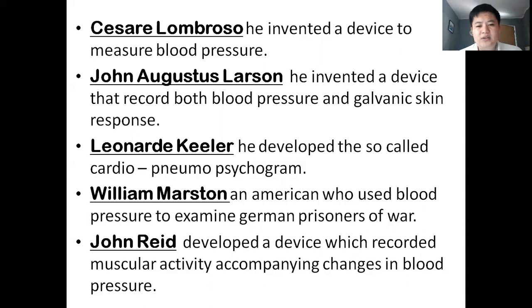Leonard Keeler, a co-inventor of the polygraph, developed the so-called cardio-pneumopsychogram, capable of detecting deception, and worked on to produce a modern polygraph. We have William Marston, an American who used blood pressure to examine German prisoners of war. We have John Reed. In 1948, he developed a device which records muscular activity accompanying changes in blood pressure. He claimed greater accuracy could be obtained by making the recording simultaneously with standard blood pressure, pulse, and respiration recordings.